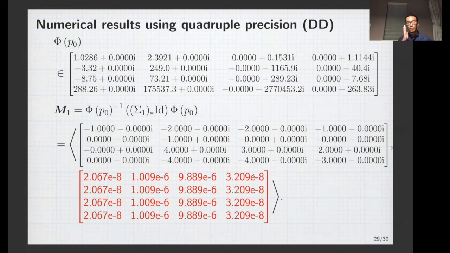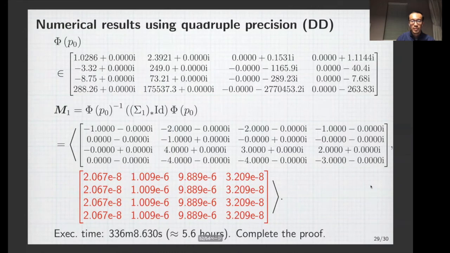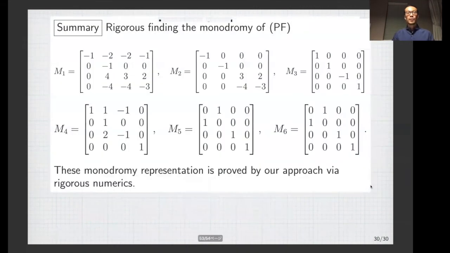So there exists one integer in this interval, so that each element is -1 and -2. These elements are the exact value of a monodromy matrix. So this is a final result, and it takes 5.6 hours by using my desktop PC, and anyway we complete the proof.